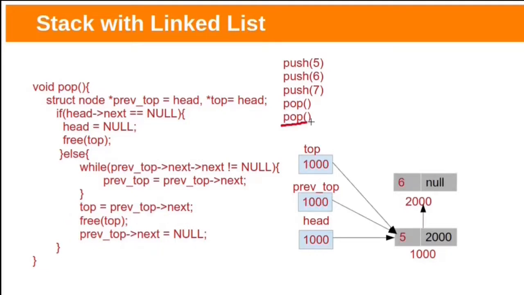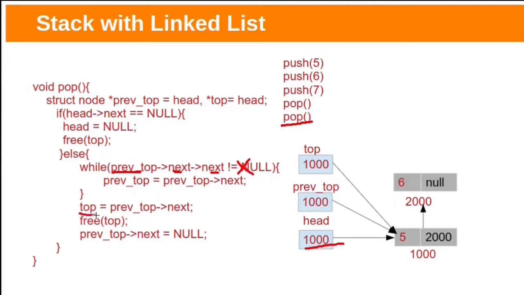Let's perform one more pop operation. Here head is not null, meaning it contains some address. So this if block will not be executed. Since head is not null, the else block will execute. Here this is the previous top, its next is 2000 and that one's next is null. So this condition will fail, so this while loop will not be executed, meaning this previous top will not be incremented. It will be at the same position.